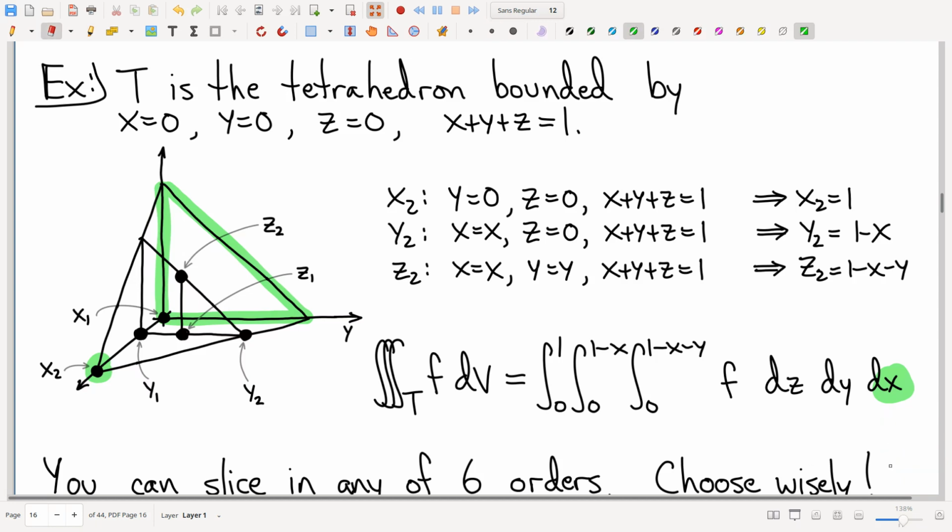The first one really is easy. If I want to know what's the value of X on that back face, that entire back face is evidently from the picture in the YZ plane, which has equation X equals 0. So it's pretty much a freebie that our lower bound for the X integral is X equals 0. So sometimes it really is easy.